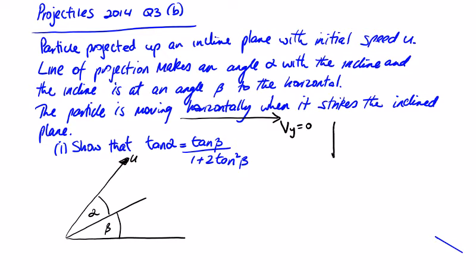So let's start by setting up my accelerations. Minus g. The angle to the horizontal is in here, beta. So I have minus g cos beta, and I have minus g sine beta.